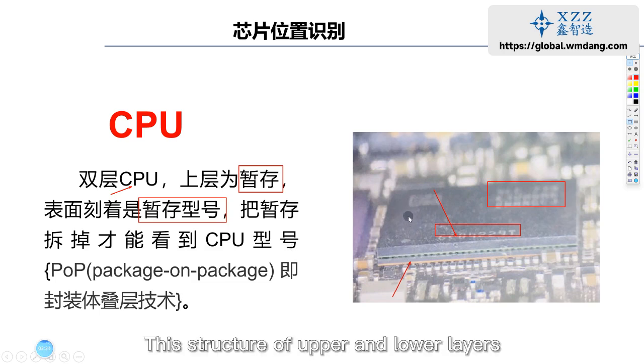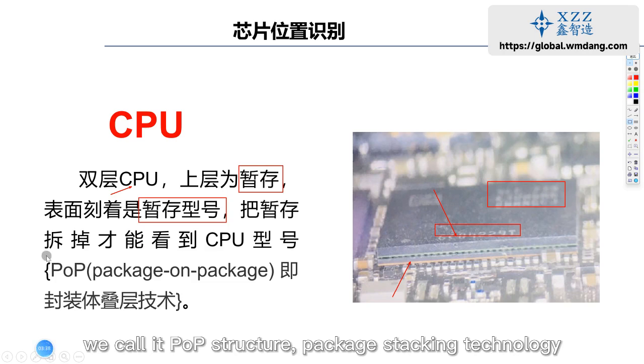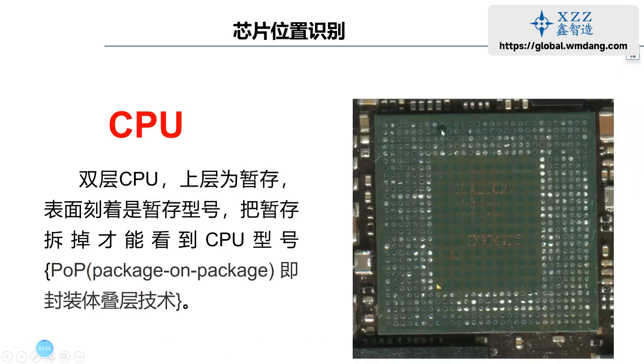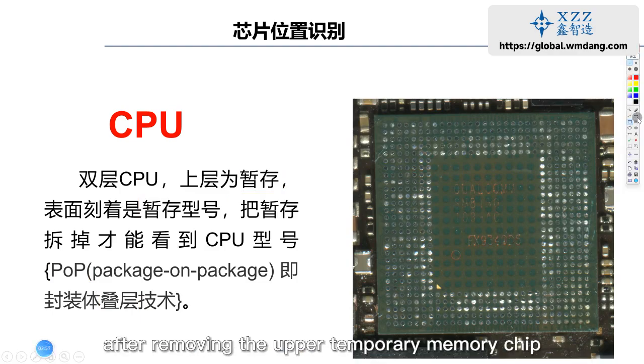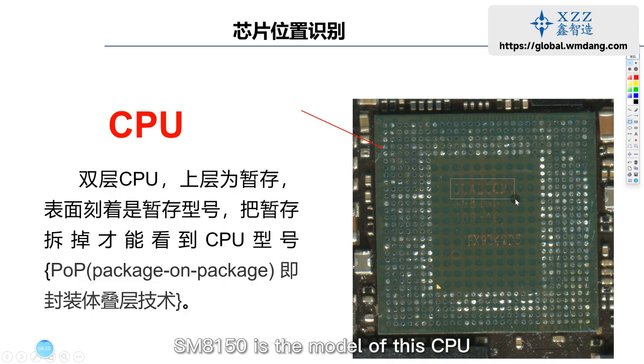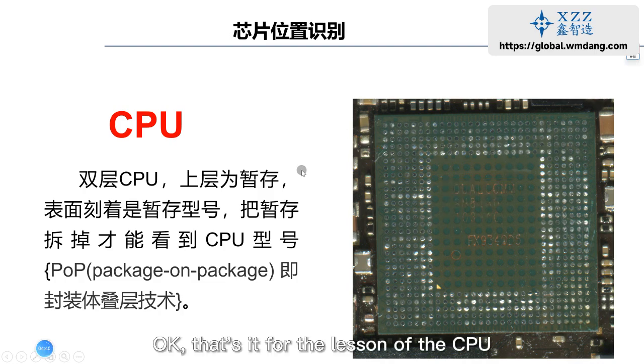This structure of upper and lower layers, we call it POP structure, package stacking technology. Package on package, stacked up, that's what it means. This picture shows the CPU after removing the upper temporary memory chip. This is the back of the CPU. SM8150 is the model of this CPU. Okay, that's it for the lesson of the CPU.